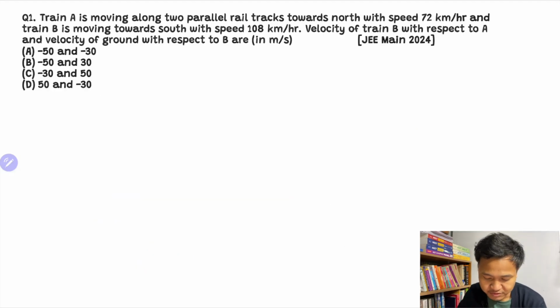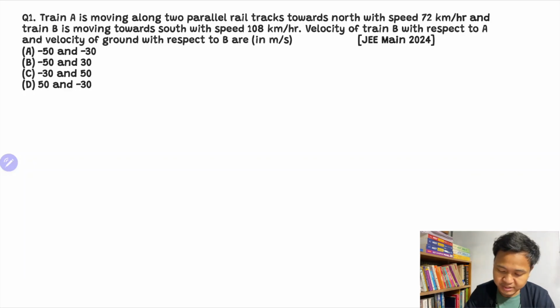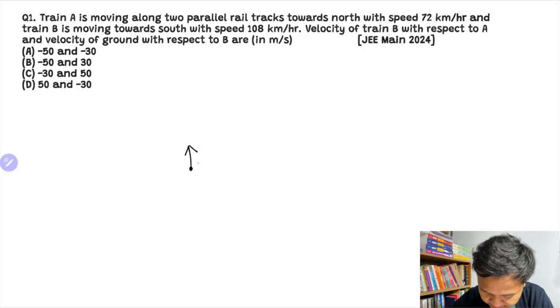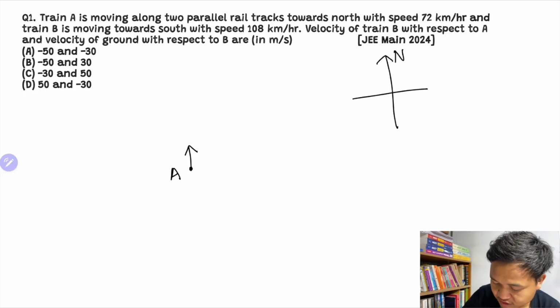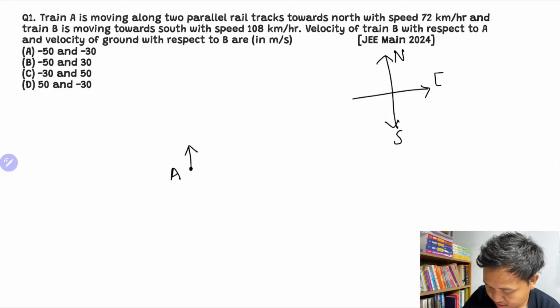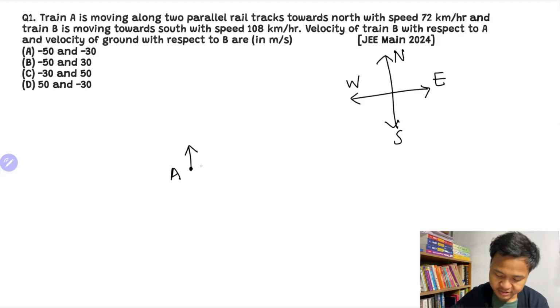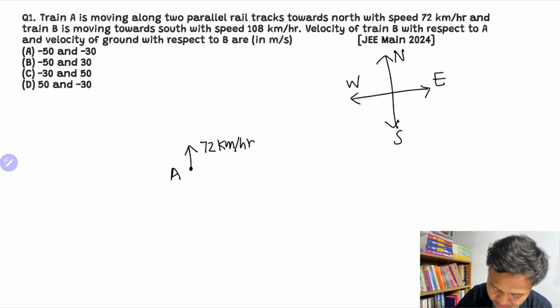So let's solve one question. Train A is moving along two parallel tracks towards the north. So this is north, this is south, this is east, this is west. Here it says A is moving towards north with 72 kilometer per hour.